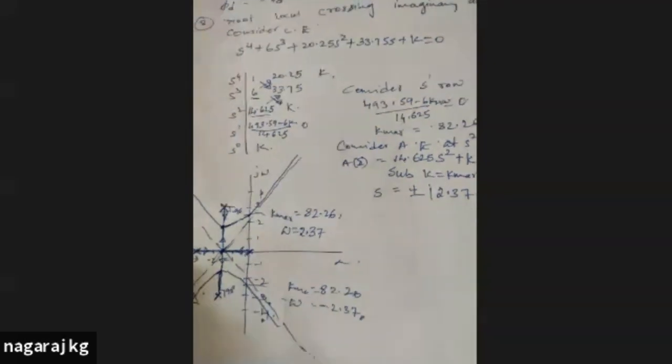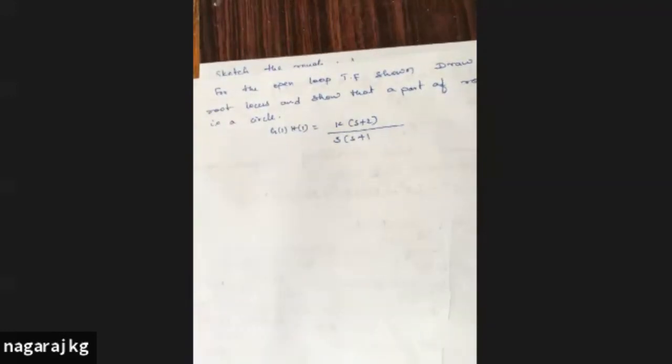Now we'll take one more example on a specific problem, in which we see how to show that the root locus forms a circle. Sometimes they'll ask you to show that the root locus forms a circle. Take down.